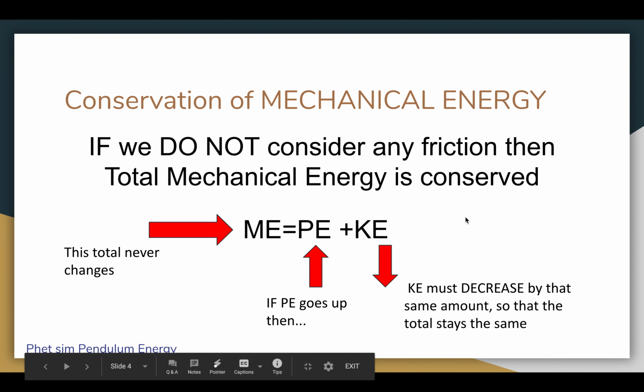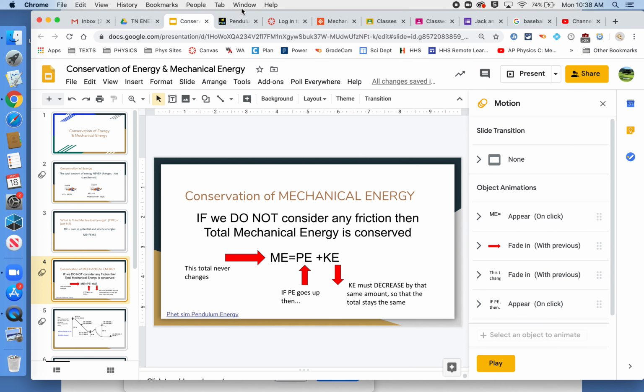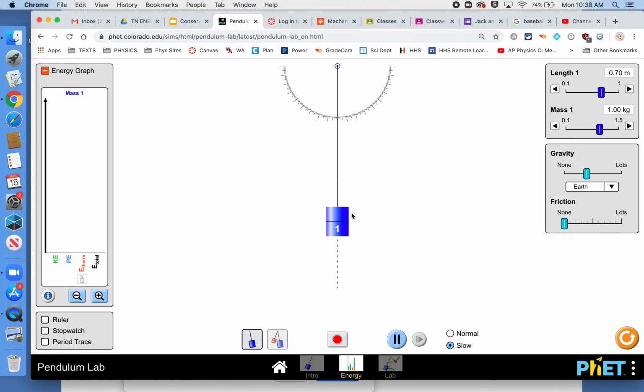That's the idea that we want to look at here. So I want to go over to a quick sim just to demonstrate that, and this is in my pendulum lab. A pendulum just swings back and forth like a playground swing. So here's my pendulum, and notice over here we're going to represent the amount of energy that this pendulum has using bar graphs, and I'm sure you've seen bar graphs before.